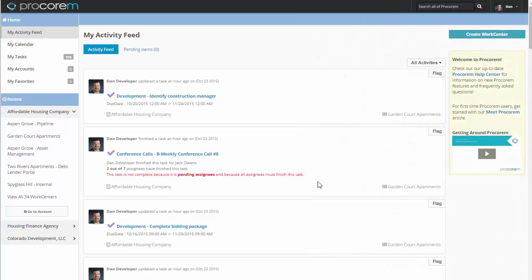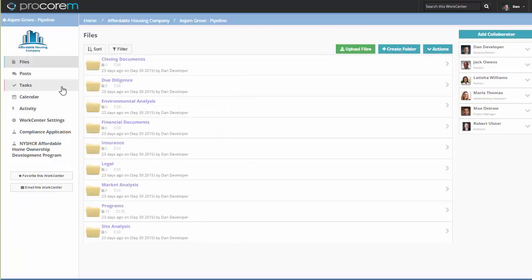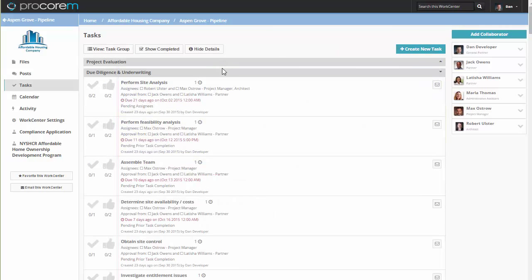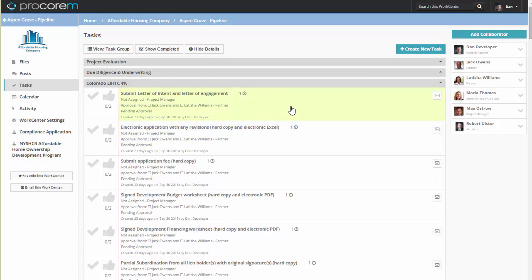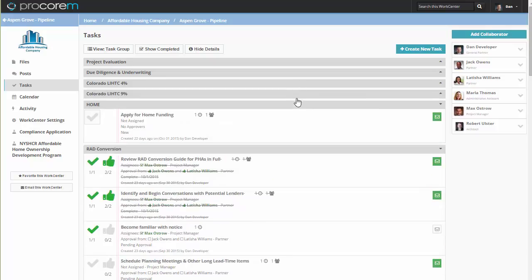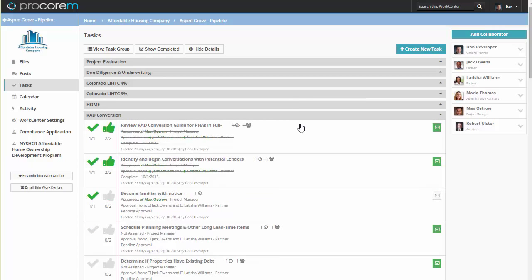Here's an example of an individual property that has a number of different programs layered into it. We have the Colorado 4% LIHTC application, the Colorado 9% LIHTC, we have a HOME application, and we have a RAD conversion going on. What you have when you layer all of these processes in are a lot of different requirements that you have to meet for reporting and for compliance. And so you need to be able to organize those in a way so that you're tracking and you're not letting things slip through the cracks.